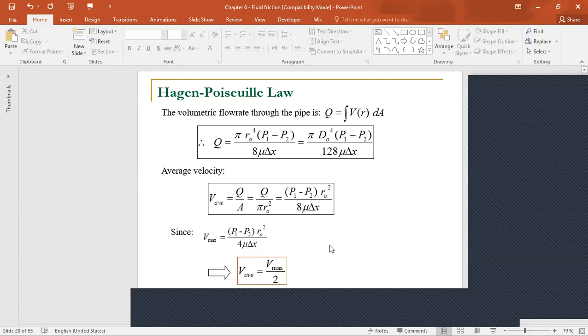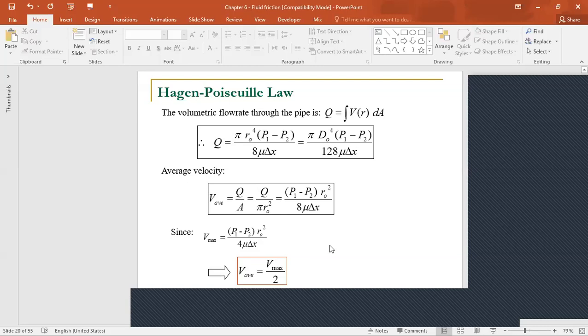We don't deal with the velocities because the flow, as we said, will be the same from one section to another. If the diameter changes, the flow will be the same. You know, the flow is a velocity multiplied by the area. So if the area becomes smaller, the velocity will increase, so the total flow rate will be the same. That's why we deal usually with the flow rate rather than the velocity.